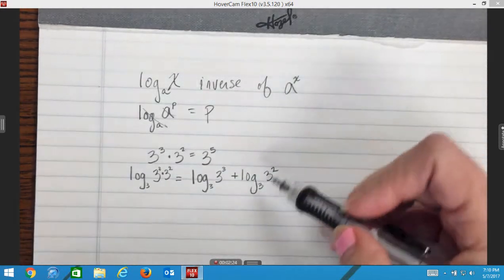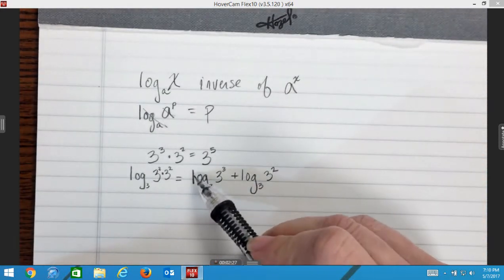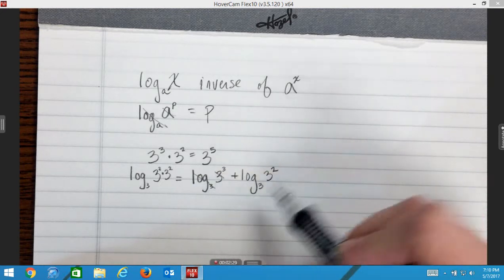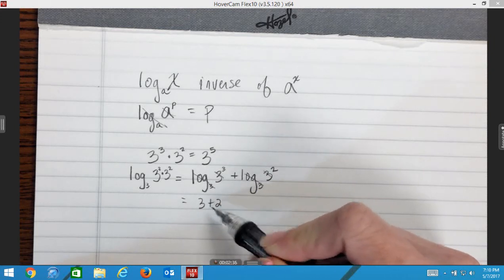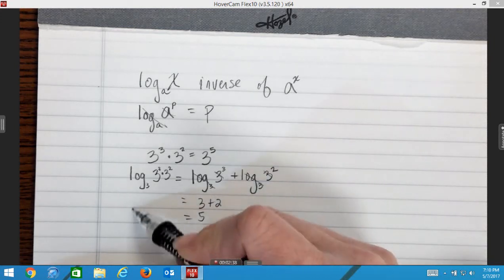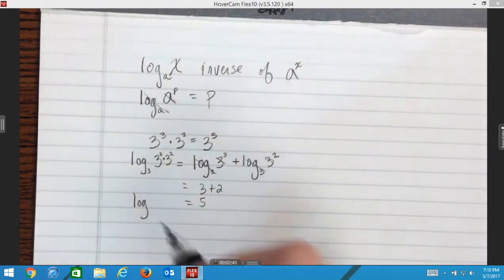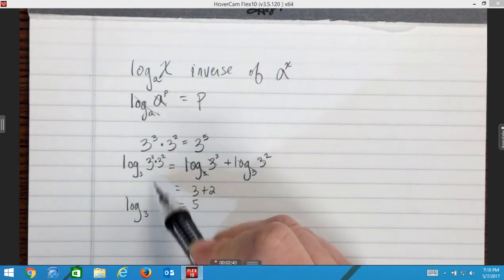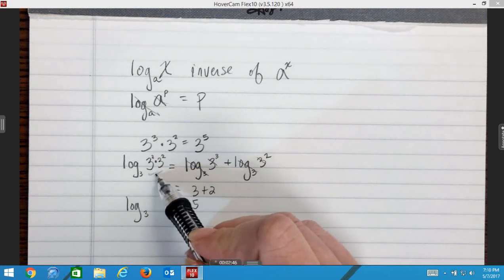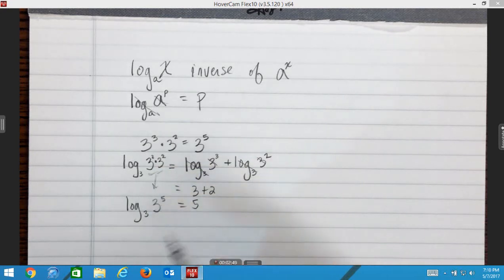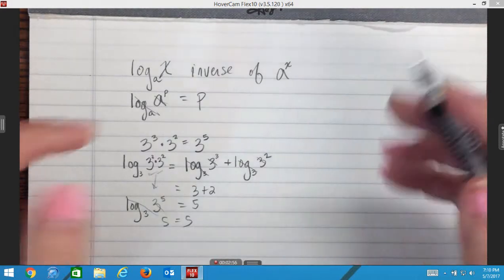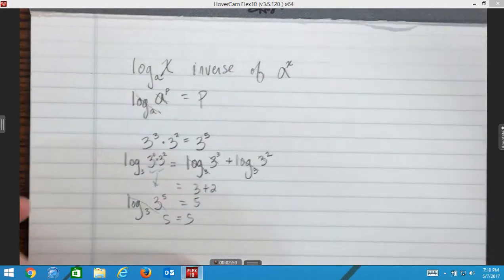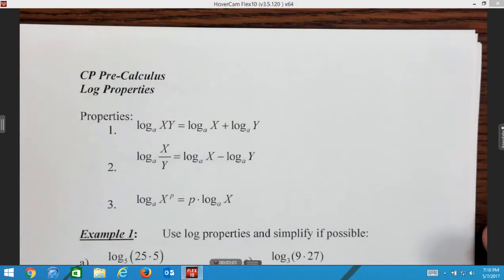And I'm using numbers that are easy to cancel so that we could cancel out the log base 3 of 3, and we can cancel out the log base 3 of 3 here. And this answer would be 3 plus 2. There we're adding our exponents, so that's 5. So log base 3 of 3 cubed times 3 squared, which is 3 to the 5th, is equal to 5, and that's totally true. So we're learning these log properties that use the exponential properties.